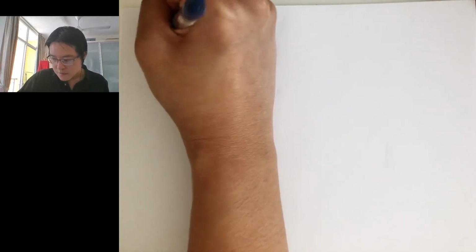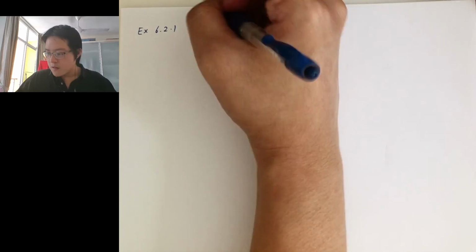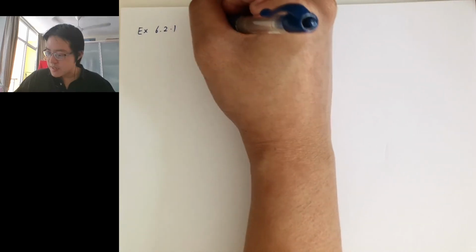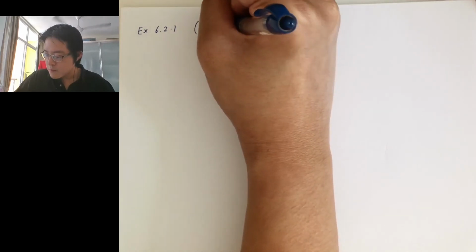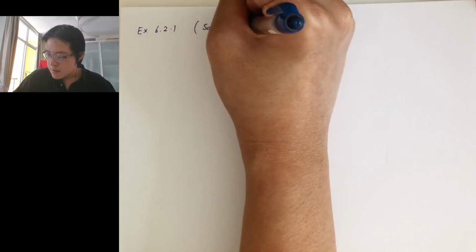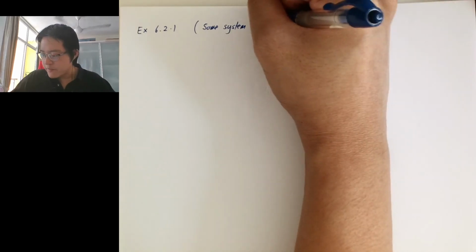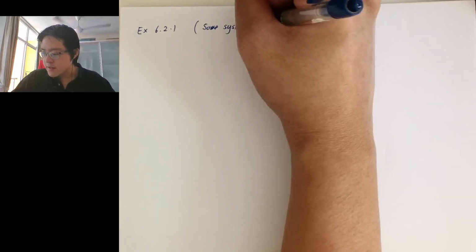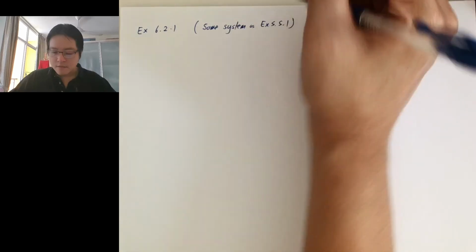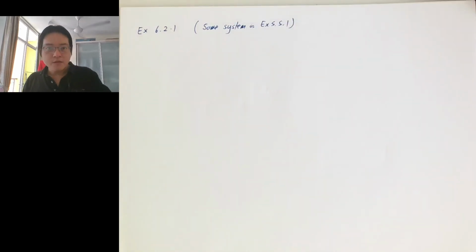So we are going to do 6.2.1. This is the same system as what we did in the previous chapter, example 5.5.1. But now we are calculating a different thing. Now we're talking about the torque of the system.